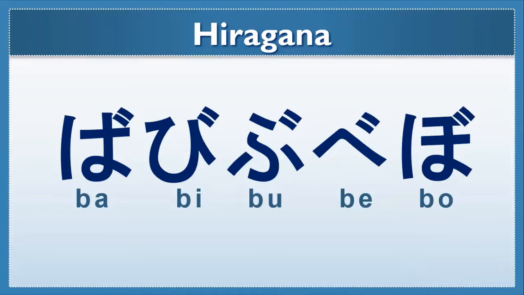So let us see. Ba, bi, bu, be, bo. Ba, bi, bu, be, bo. So we finished Hiragana ba to bo.